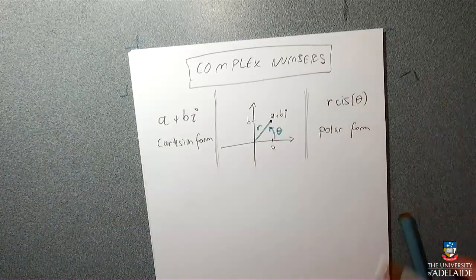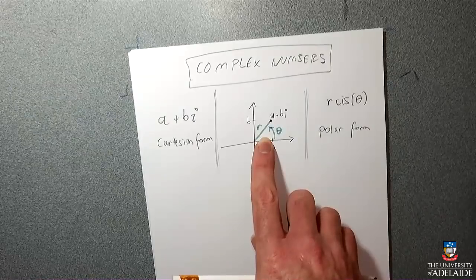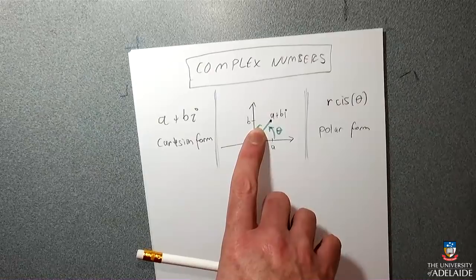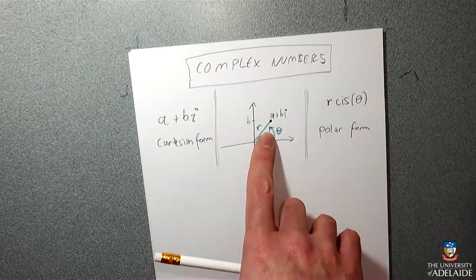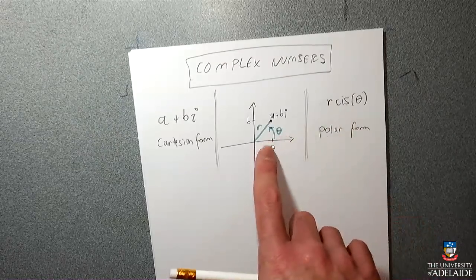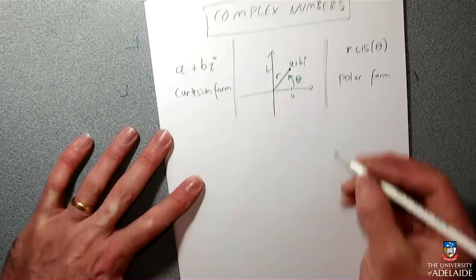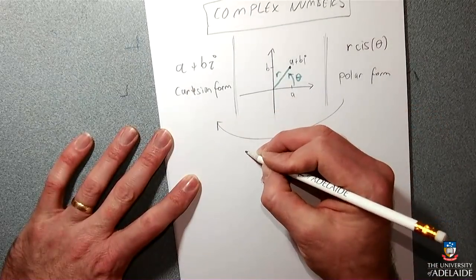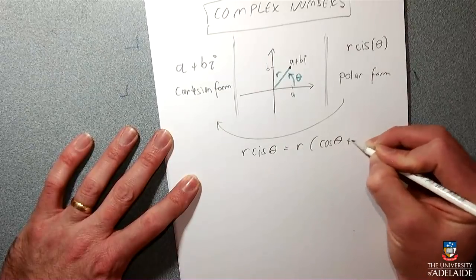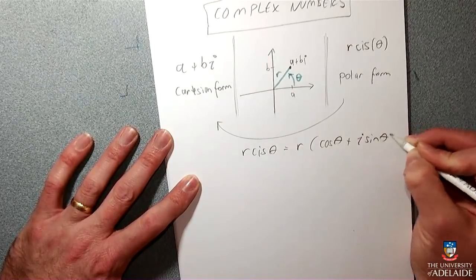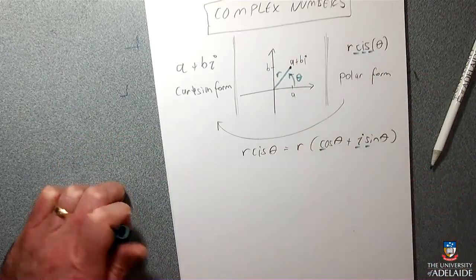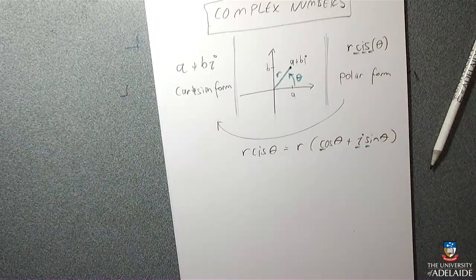And the main conversion that people use is via the picture here. I can use Pythagoras' theorem from the a and b to figure out what the r is, and I can use trigonometry to figure out what the theta is. And I can use trigonometry to figure out what the a and the b are from the r and the theta. So the usual way that we convert is that r cis theta is literally r times cos theta plus i sine theta. And that cis is short for cos i sine. Some mathematicians hate cis with a vengeance. Yep.